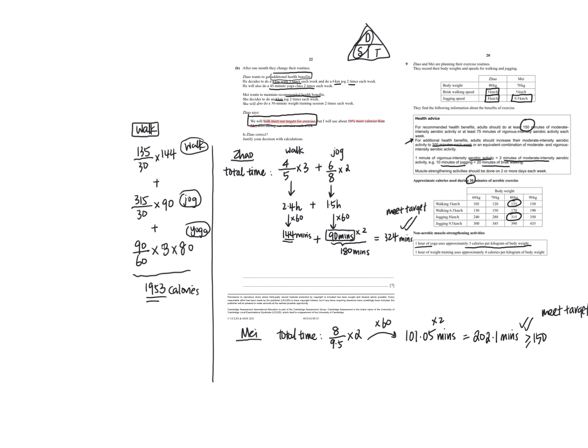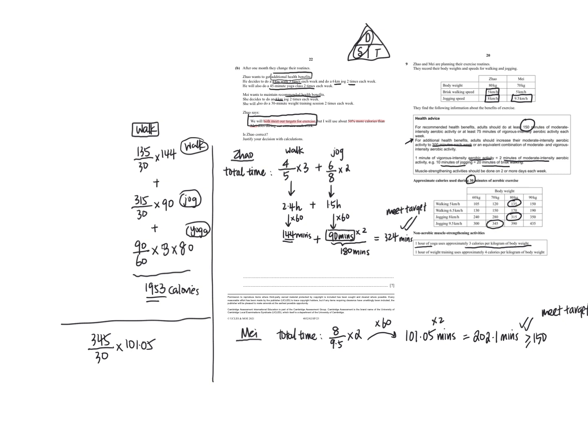Okay? Same for May. May doesn't walk, only jogs. So for the jogging part, because she jogs at 9.5 and her weight is 70, she burns 345 calories per 30 minutes. So I go and find 1 minute first, and then multiply by the 101.05 minutes that she jogs.